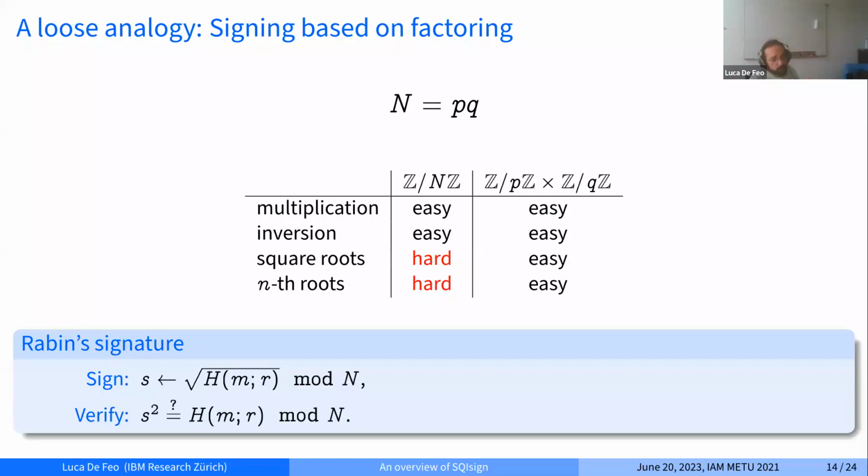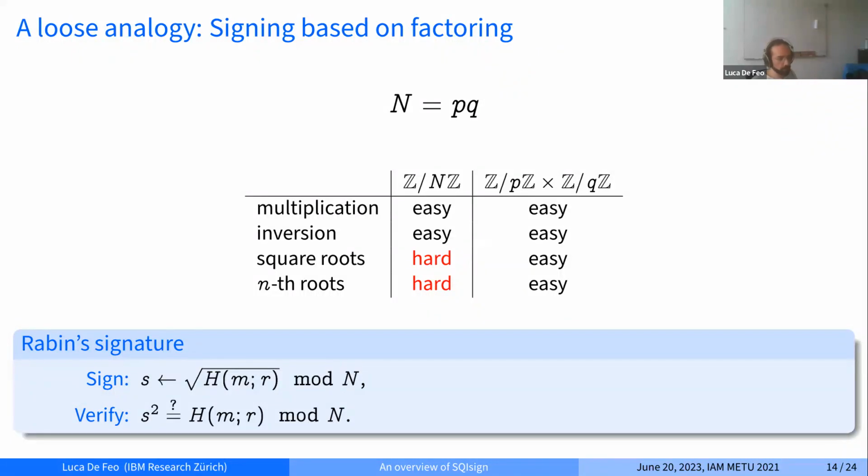And to verify, well, it's very simple. You square the value S, you square the square root, which is something that everyone can do because multiplication in Z mod n is easy. And you get the hash, and you compare it with the hash of the message with randomness, and you just check that they are the same value.